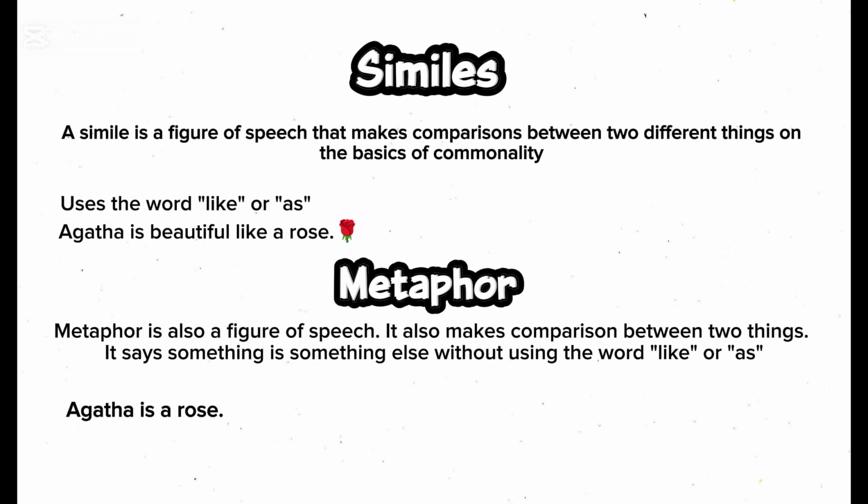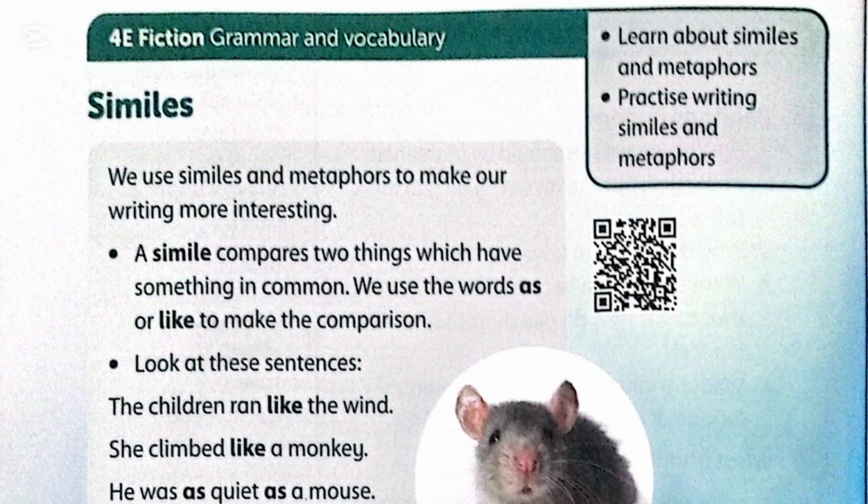Let's take another example. She is as busy as a bee. And the other sentence is she is a busy bee. In the first sentence, she is as busy as a bee. This means she is very busy like a bee that always works hard. So you are using the word as to make a comparison. But on the other hand, she is a busy bee. This doesn't mean that she is really a bee. It means she works hard and constantly just like a bee. It's a stronger and more imaginative way to say something. So this is a metaphor. A simile compares two things which have something in common.